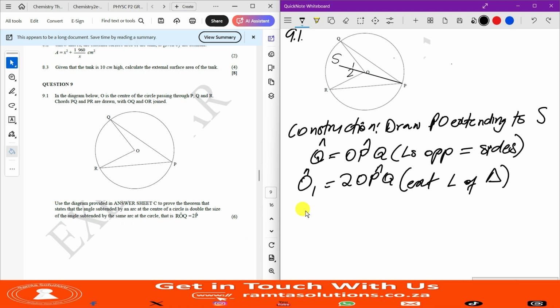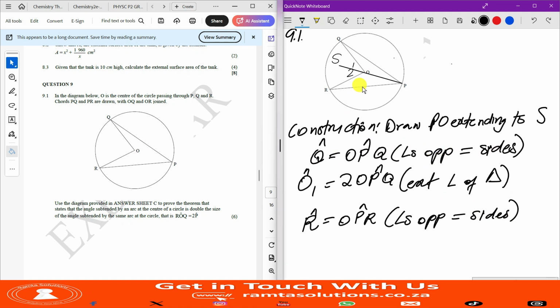Now I'm going to say angle R is equal to angle OPR. Why is that? Again, these are angles opposite equal sides. Maybe I should tell you guys why I'm saying angles opposite equal sides. This is because OP and OR, they are radii, so they are equal. They are all originating from the center, so their lengths will be the same because it's a radius, it's also a radius. The same for OQ.